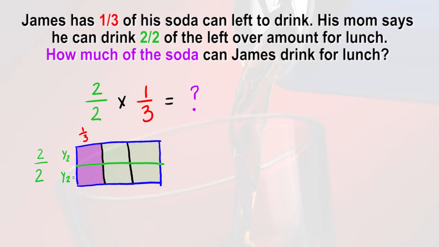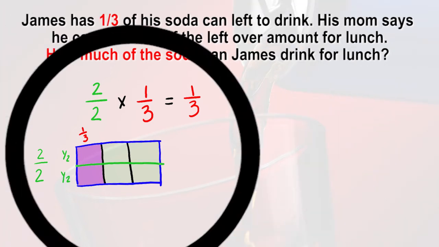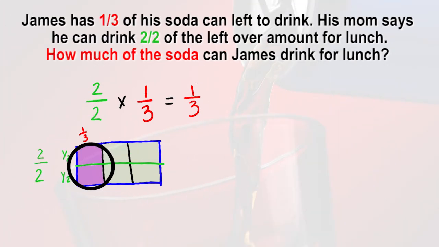There are 2 sections out of 6 sections shaded with both red and green. 2/2 of 1/3 equals 2/6 of the soda can. Notice that the initial starting amount of 1/3 is the same ending amount as 2/6. They are equivalent. It can also be stated that 2/2 of 1/3 is equal to 1/3. This is because even though the starting amount was partitioned, all the partitions were used.